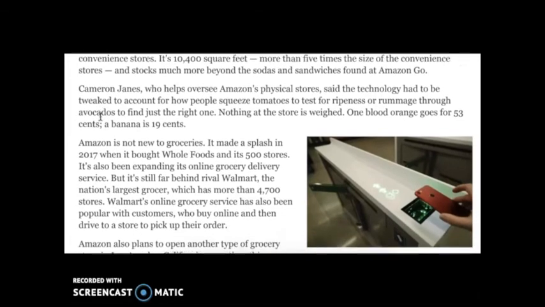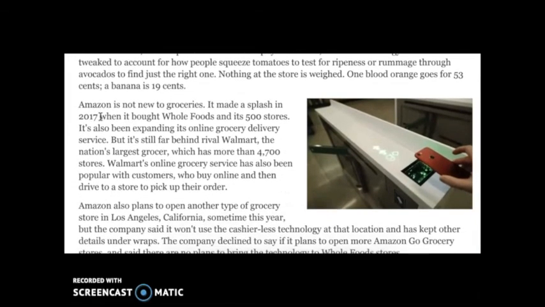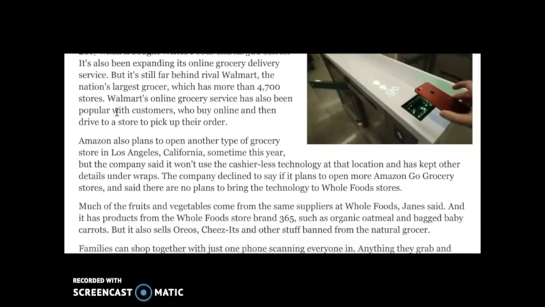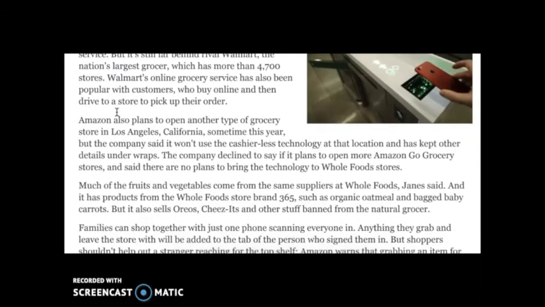Amazon is not new to groceries. It made a splash in 2017 when it bought Whole Foods and its 500 stores. It's also been expanding its online grocery delivery service. But it's still far behind rival Walmart, the nation's largest grocer, which has more than 4,700 stores. Walmart's online grocery service has also been popular with customers who buy online and then drive to a store to pick up their order.